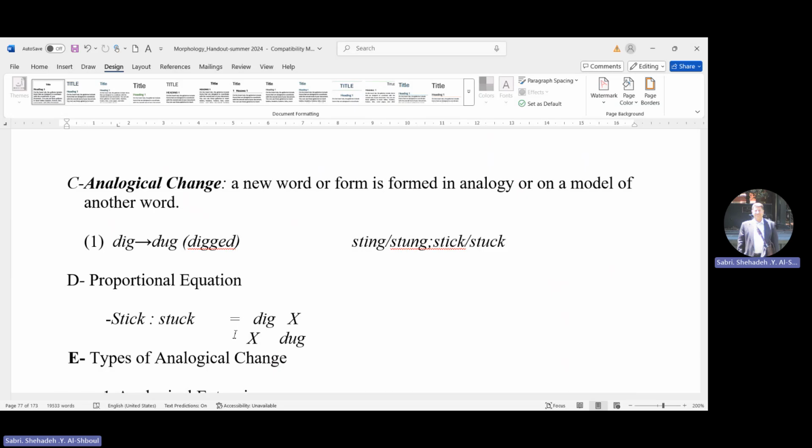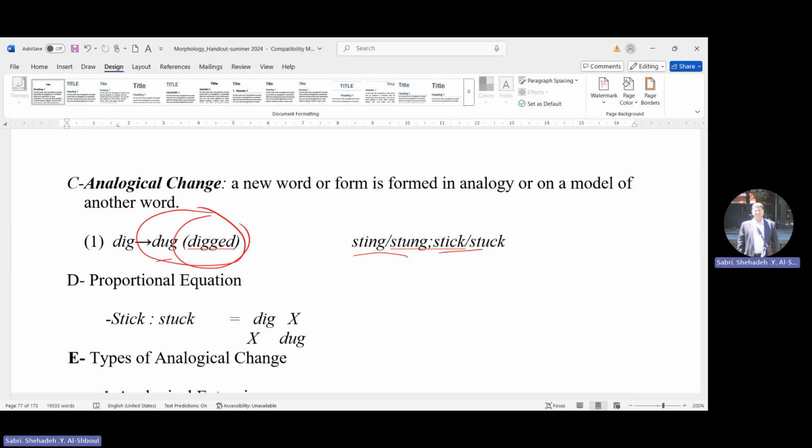So we notice that there are competitive rules that target the verb dig, dug, or digged with ed. In analogy with already existing productive and highly frequent forms like sting, stang, stick, stack, there is a preference for the use of dig, dug instead of digged, which is a competitive form for the irregular, sorry, for the regular form, which is digged.